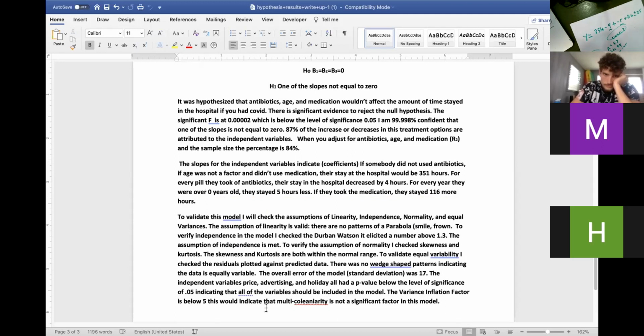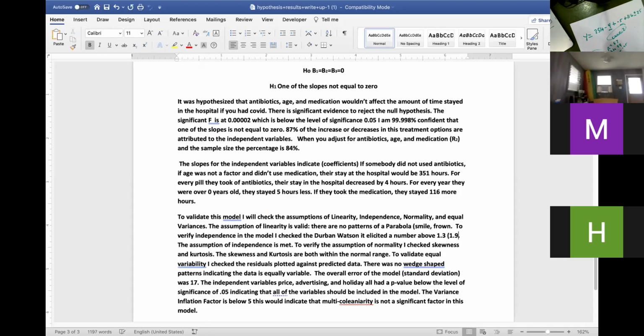To validate the models, we check the assumptions of linearity, independence, normality, and equal variances. The assumption of linearity was okay. We didn't see any patterns. To verify independence, we checked the Durbin-Watson. I believe it was 1.9. So the assumption of independence is met, which means that our standard error is okay. To verify the assumption of normality, we checked skewness and kurtosis, and that was both within normal range.